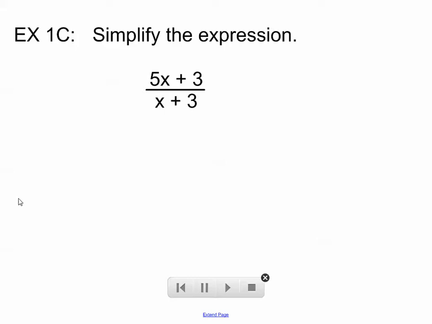All right, what about if we wanted to simplify an expression like this? 5x plus 3 over x plus 3. Just like in the last one, the x's can't cancel out because this is addition. Here, the x's can't cancel out either. And over here, the 3's can't cancel out either, even though a lot of people would like to simplify that. Quite honestly, there's nothing that can be done here. This is a simplified expression.